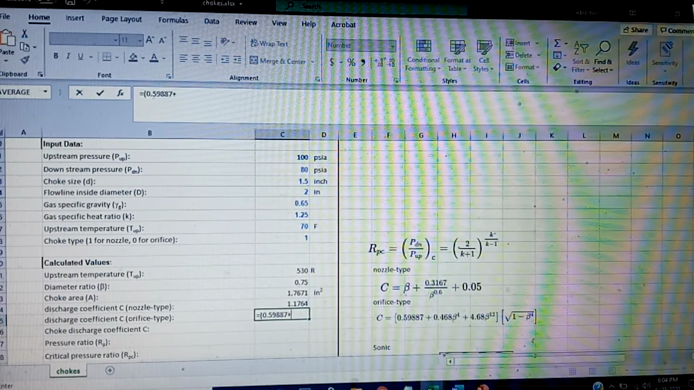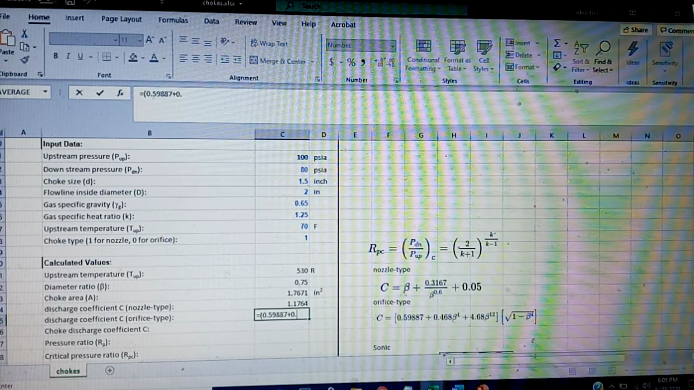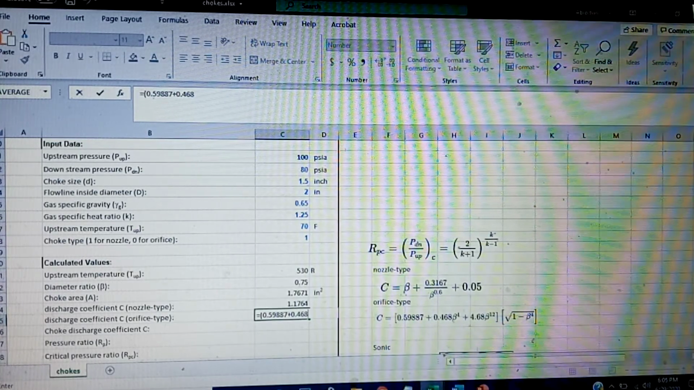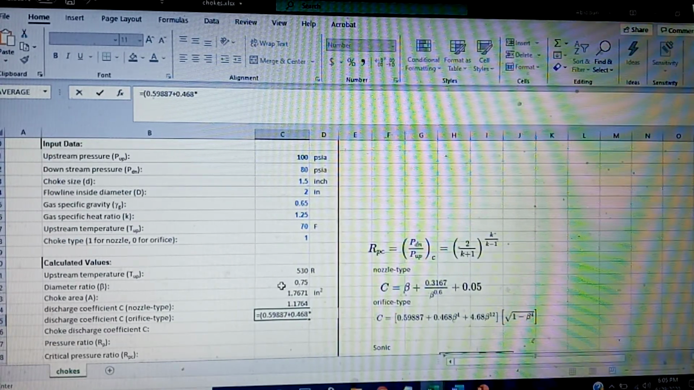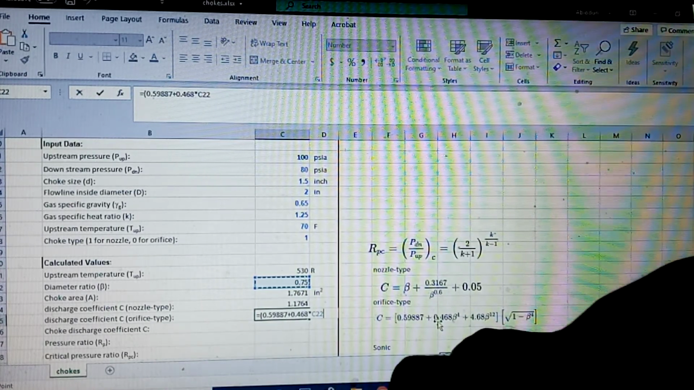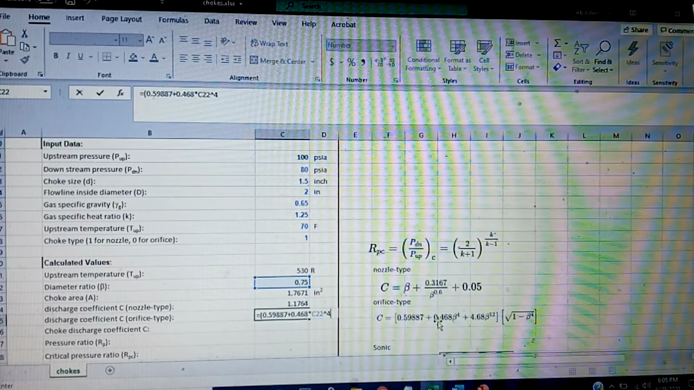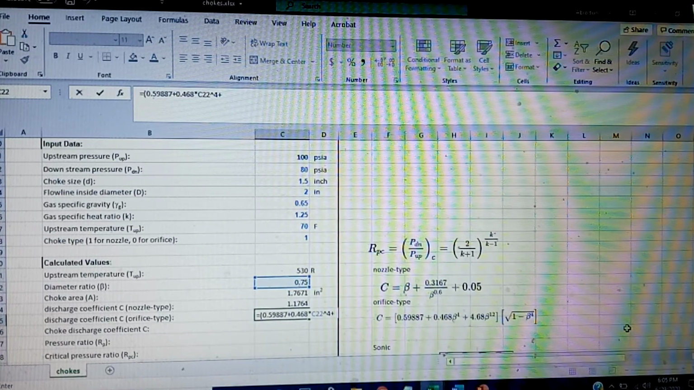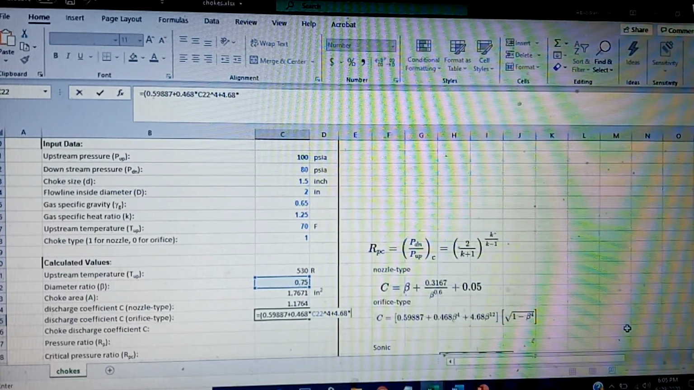plus 0.468468 multiplied by beta to power 4. Beta is the diameter ratio, cap 4, again shift 6, that's the cap, 4, plus 4.68 multiplied by beta raised to power 12.